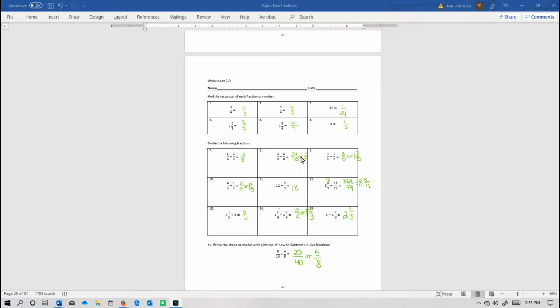So here's the answer sheet. Go ahead and look over it and start grading yourself. You notice I gave you some different options of answers. I would like you to start reducing by this point in the class, so be working on that. And we'll get started on this.